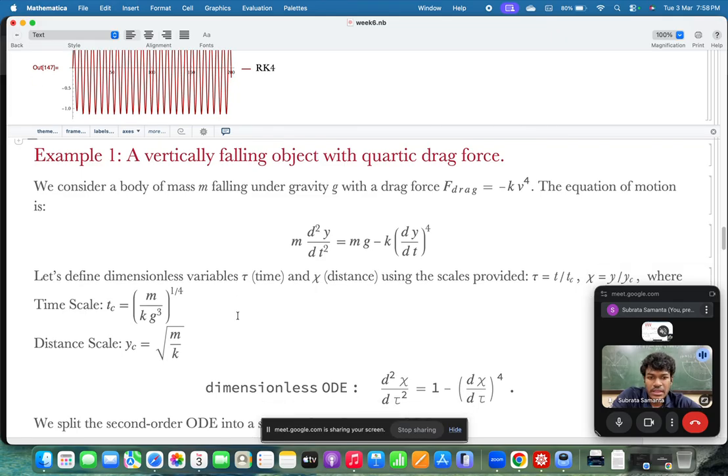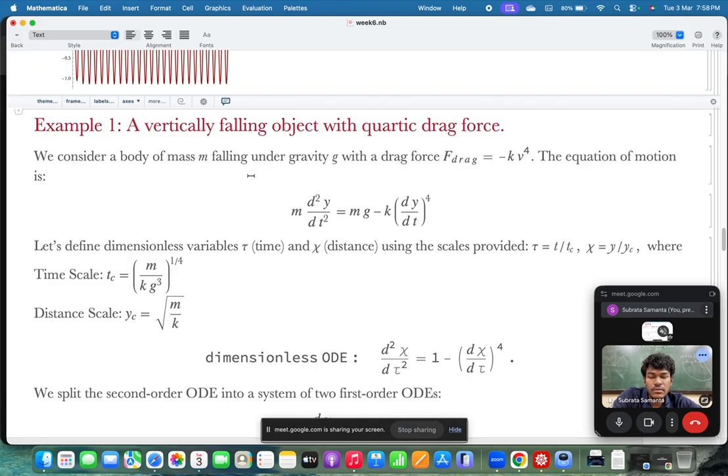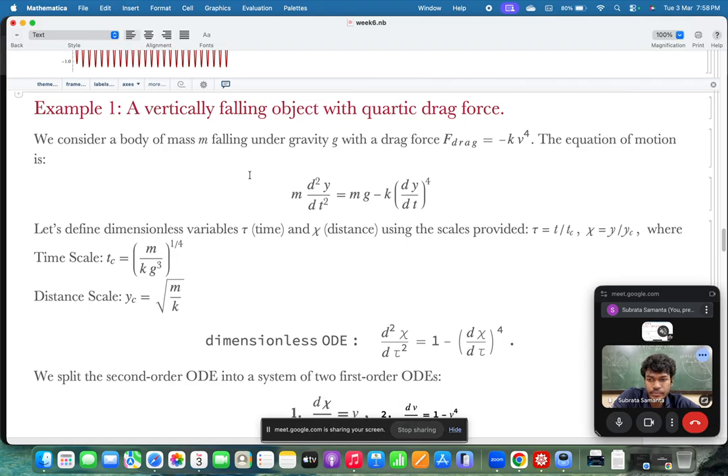These problems are very close to your assignment problems. The first one is a vertical falling object with quadratic drag force. You consider a body of mass m falling under gravity g with a drag force. This is basically proportional to v to the power 4, with a minus sign, because this is a drag force, a kind of air resistance.